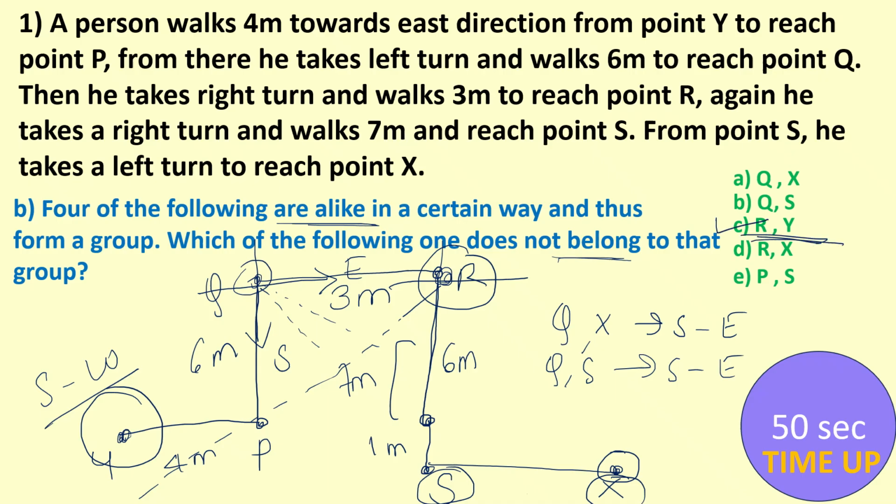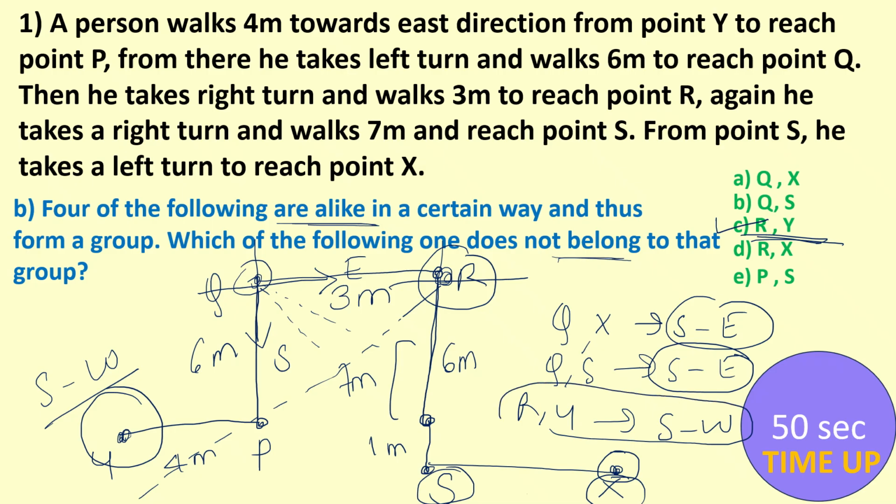No need to go further because QX is in the southeast direction, QS is also in the southeast direction, but R and Y are in the southwest direction. So this is the odd one out.